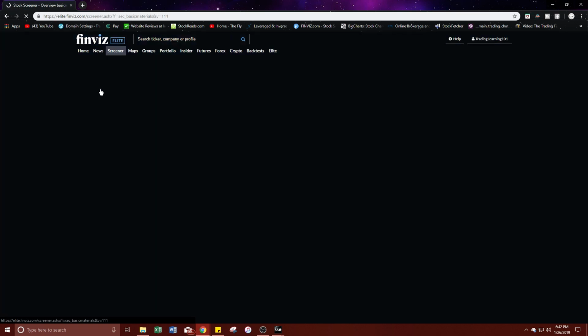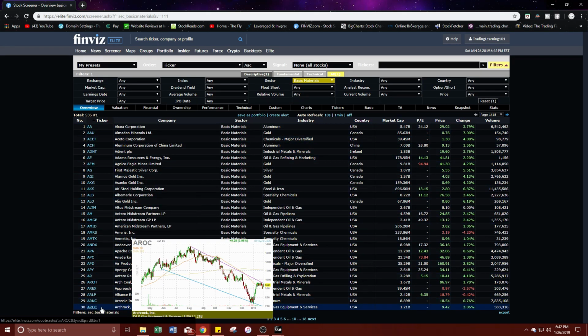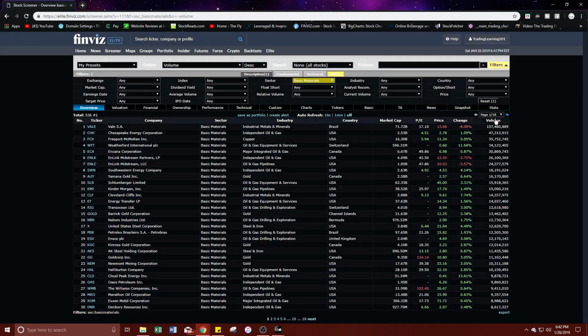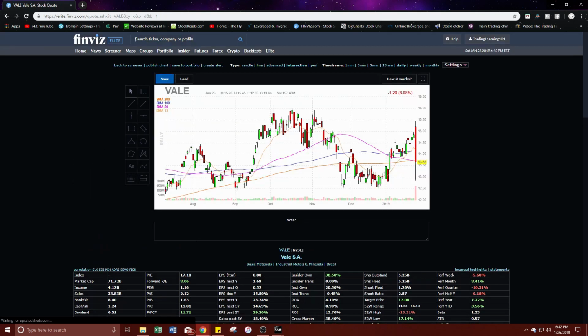So let's click on basic materials, and it's going to pull up all the stocks that are in basic materials. Let's see what stock had the most volume. VALE. Click on that, pull up the chart on this. We're looking at the daily chart, and it looked like it had a big sell-off right here. So either the company came out with bad news or something to cause this big sell-off.